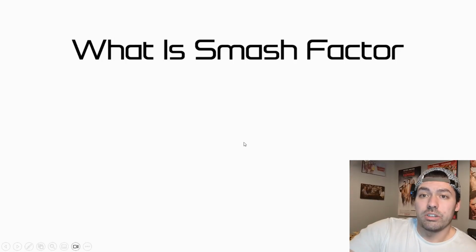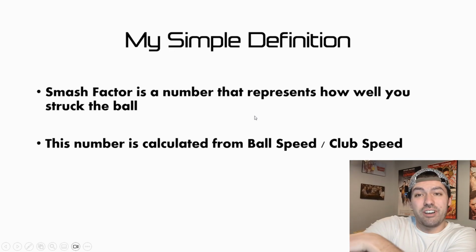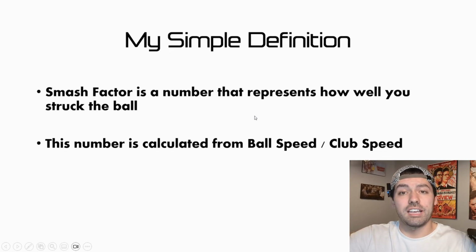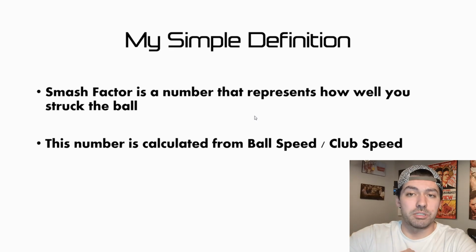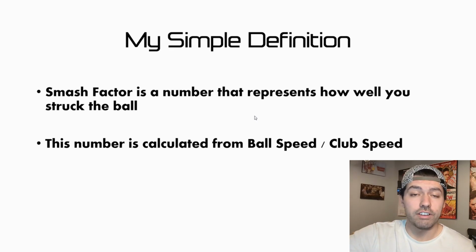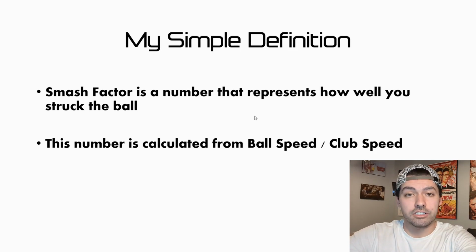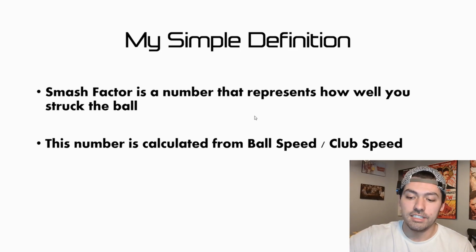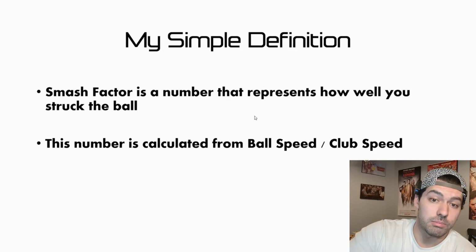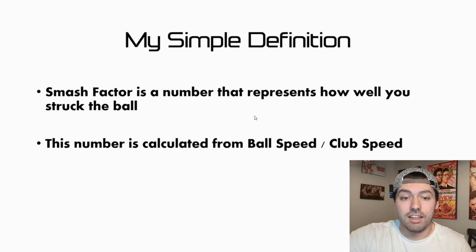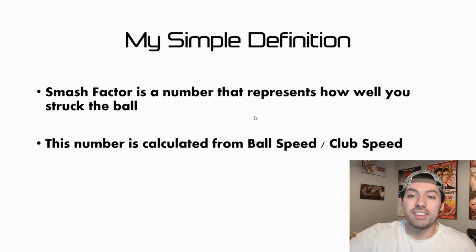All right, so smash factor, the easiest way to define that is going to be by dividing ball speed by club speed. That is going to give you a numerical value that represents how well or how poorly you struck the golf ball. Obviously, closer to the center of the face is a good strike, and that'll result in a higher smash factor, which is a higher ball speed. You catch one way off the center of the face, then that's not going to be a good smash factor. So that's kind of the easy definition of what that is.